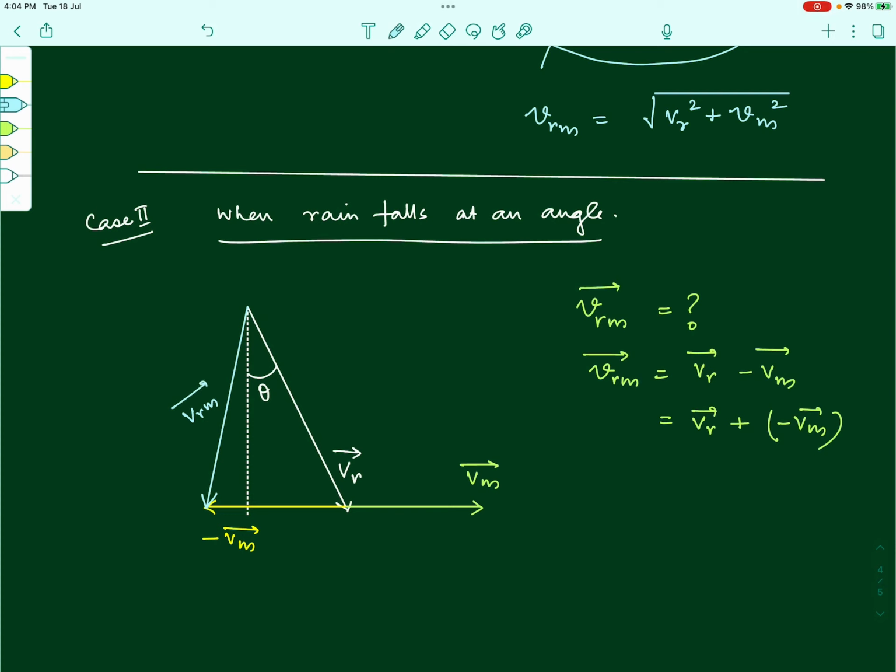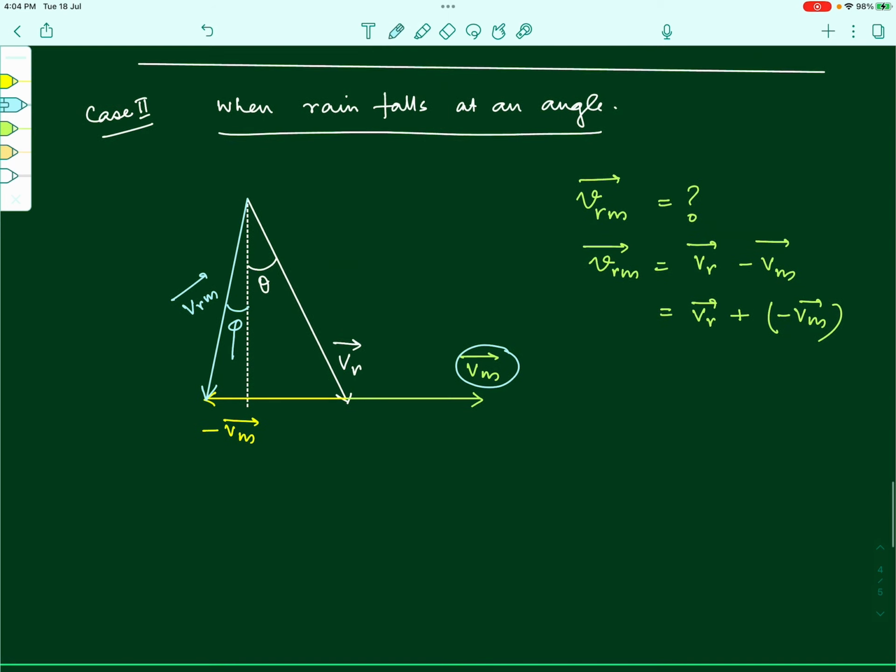See that depending upon the magnitude of Vm, this vector Vrm can change its inclination also. For now, the way we have taken it, this is how it is coming out. And let's say the angle phi that Vrm makes with the vertical now is this, right? So rain was already making an angle here, and due to the man's motion, now the angle that the rain makes with the vertical has changed, right?